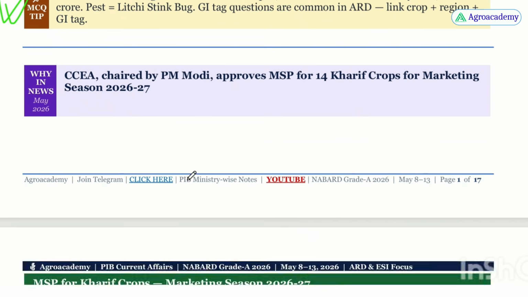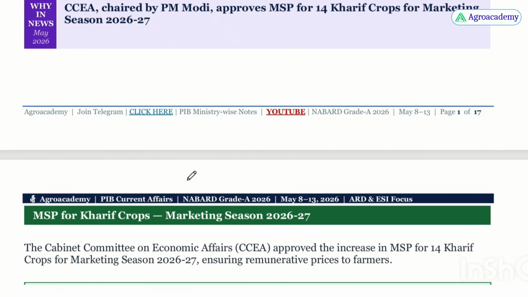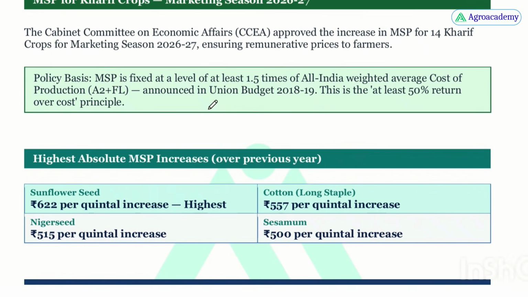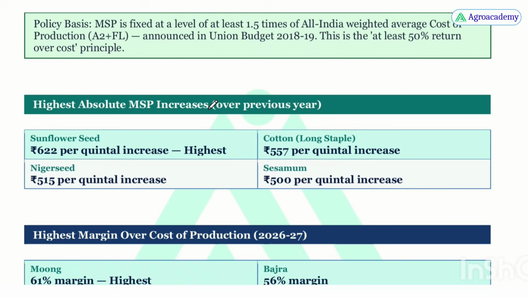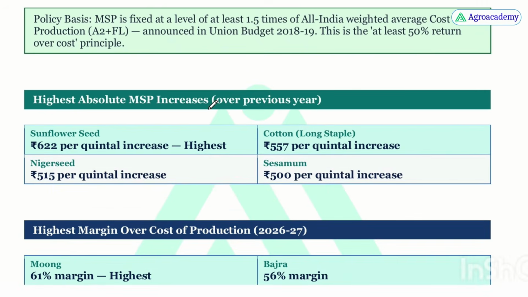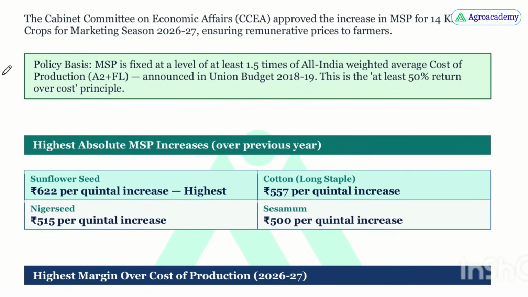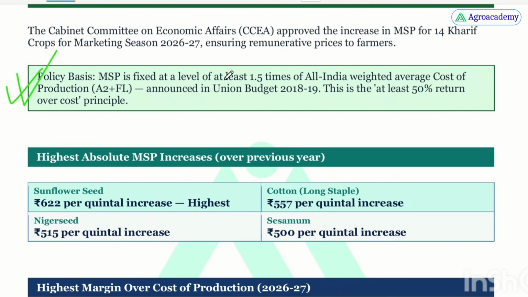Next comes the news that our Honorable Prime Minister has approved the minimum support price for the next Kharif season, that means the Kharif season of 2026-27. Like every year, the MSP has been increased compared to last year. And how has MSP been calculated? You already know that MSP is fixed at a level of at least 1.5 times the cost of production, and the method used in calculating MSP is the A2 plus FL method.